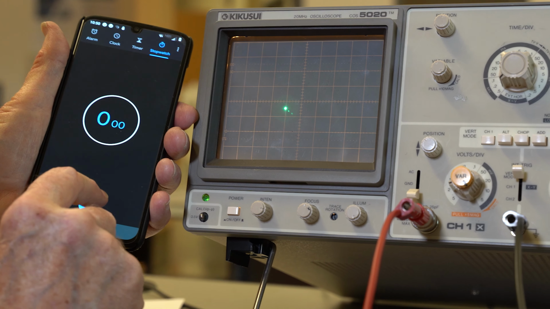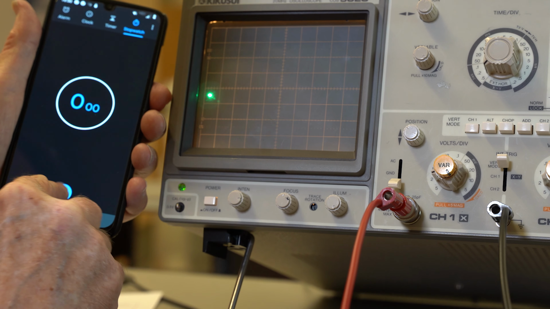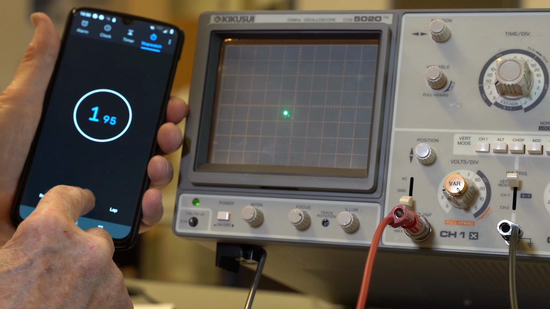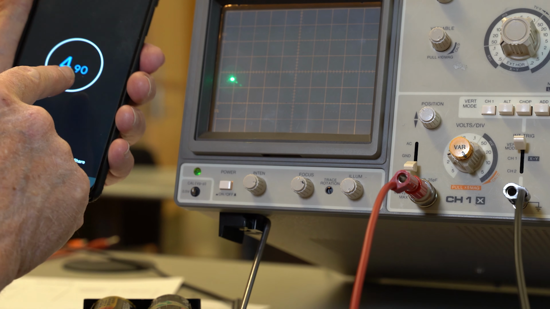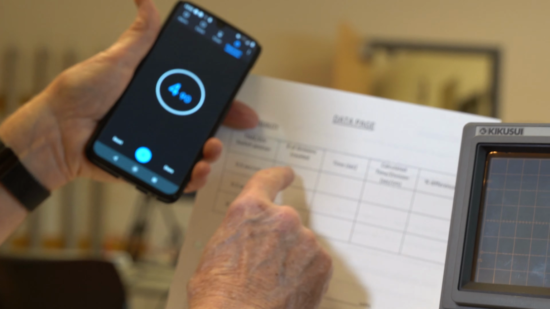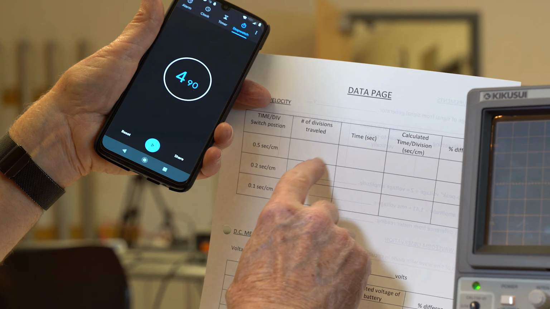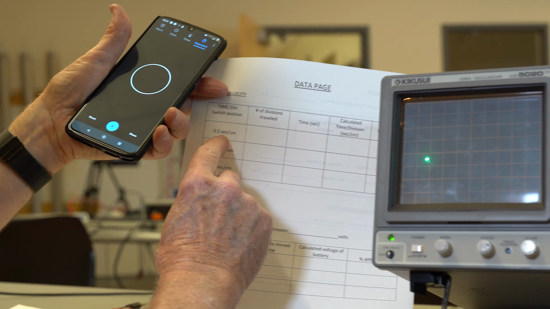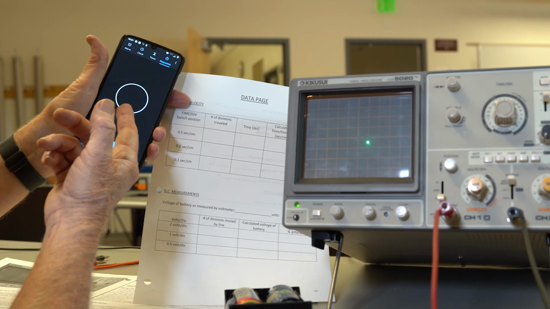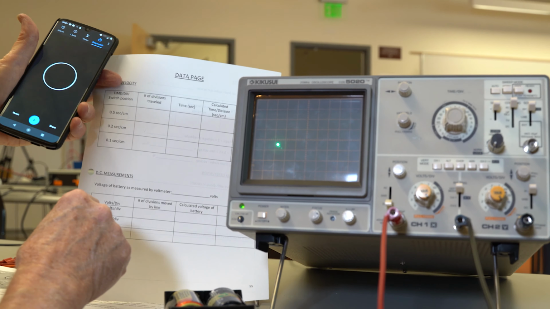Okay, here we go. As soon as it appears on the left-hand side of the screen, I'm going to start the timer. Boom. Now you can see I'm timing it, going across the screen, 10 divisions. Boom. 4.9 seconds. So you should write that number, 4.9, as 10 divisions. It took 4.9 seconds. When you divide those two, you should get 0.5 seconds per centimeter. That's our percent error.